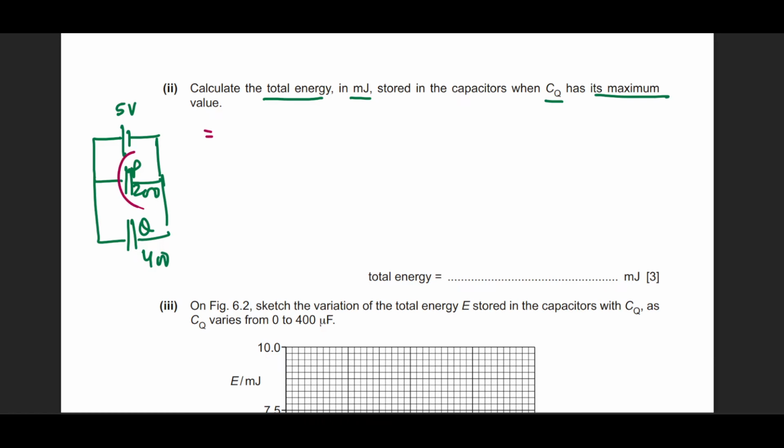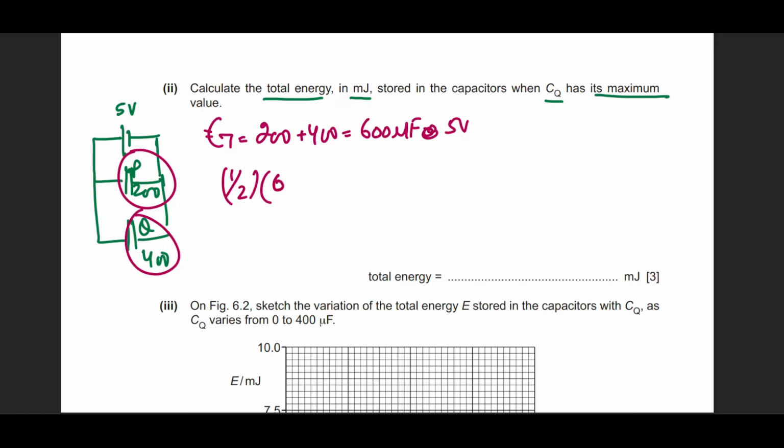So it is simply a matter of, you can do it two ways. You can use half CV squared for this and half CV squared for this and then add them together, or you can find out the total capacitance. Since they are in parallel to each other, they will be added together. So this is 200 plus 400 equals 600 microfarad system at a voltage of 5 volts. How much energy does it possess? So 1 over 2 into 600 into 10 raised to power minus 6 and 5 squared. So this comes out as 7.5 millijoules.